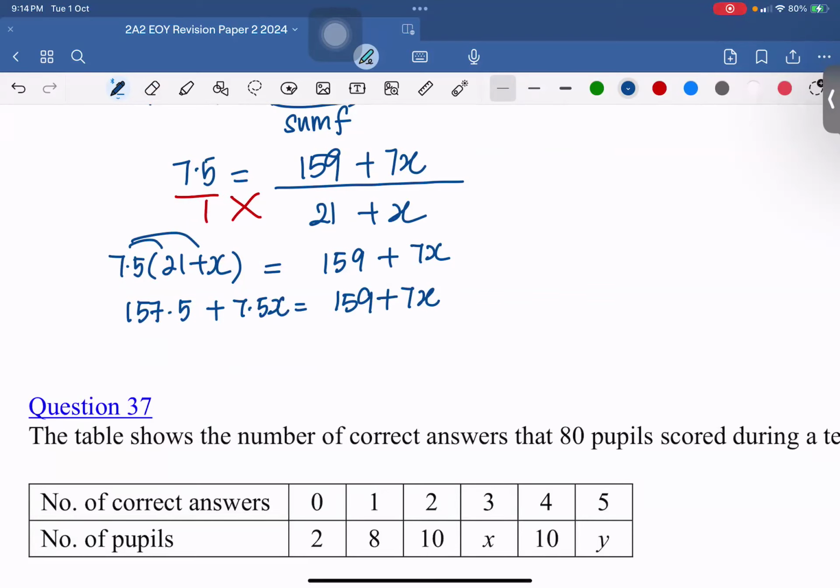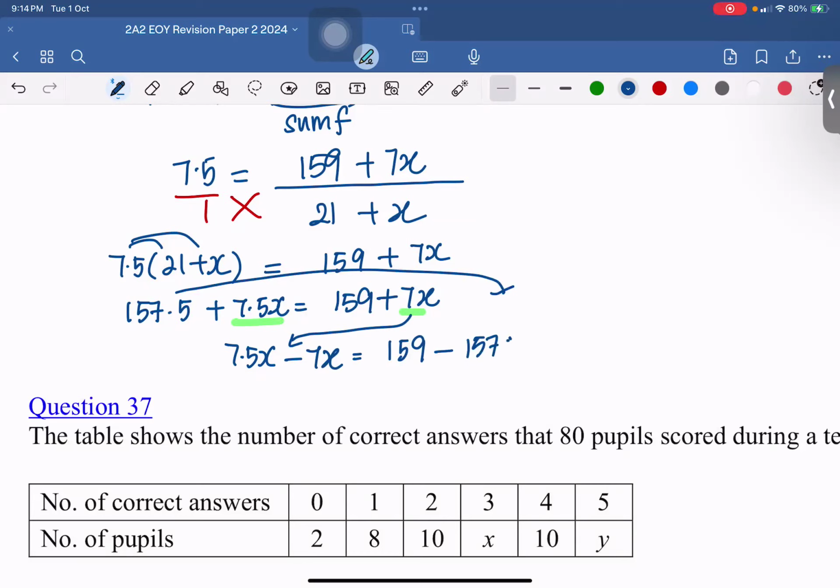Okay, then now what do we do? We put all the x together on one side. So this 7.5 is larger than 7, right? So I'll keep it here. So this 7.5x, I bring the other one over: minus 7x. Correct. So here 159, I bring this one over: minus 157.5. Okay, 0.5x. This one what number? 2.5? Oh no, 1.5. Then you divide by 0.5. Answer is 3. Is it?